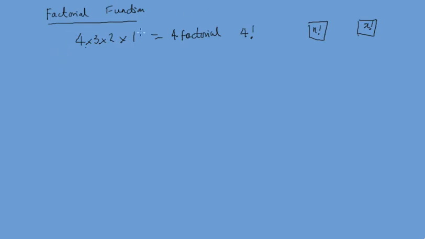What is interesting and probably quite obvious about factorial functions is they can give you very big numbers very, very quickly. So let's look at 7 factorial. So that would just be 7 times 6 times 5 times 4 times 3 times 2 times 1. And if you plug that in, you get 5,040.